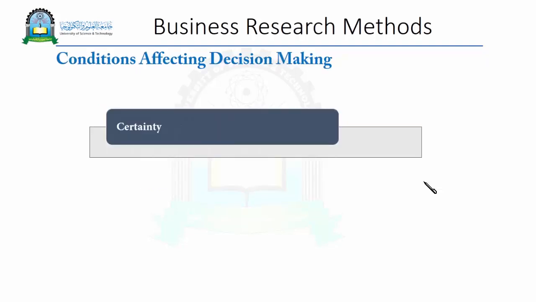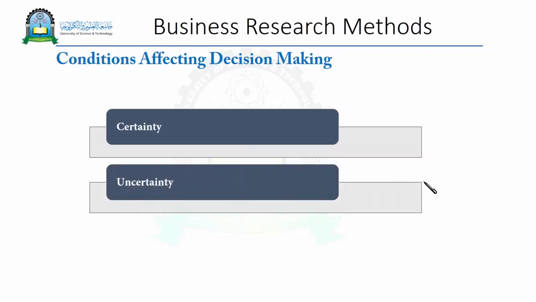There are some conditions that can affect decision making, and these conditions are also related to business research. The first one is a situation in which there is certainty. It is a situation in which the decision maker or the researcher is certain about a certain problem, or knows or identifies a certain problem, and he's very sure that the problem exists.